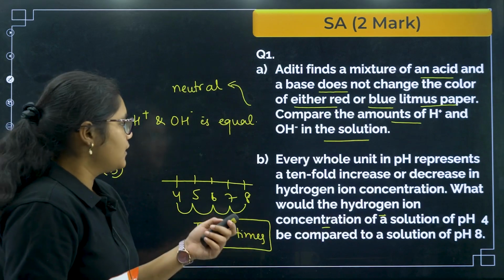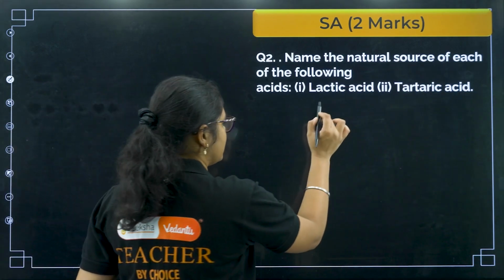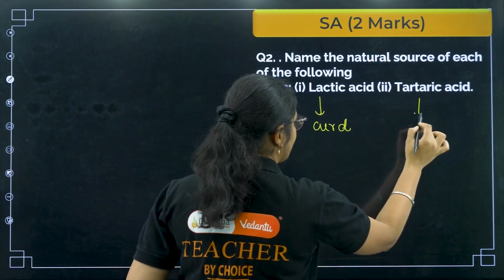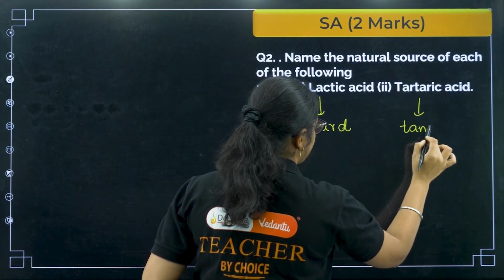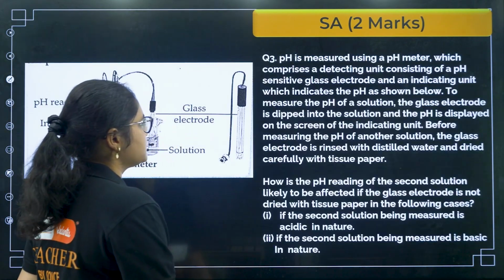Okay. Next, question number 2. Name the natural source of each of the following acids. So lactic acid is produced from your curd, okay, and tartaric acid is present in tamarind. Clear?